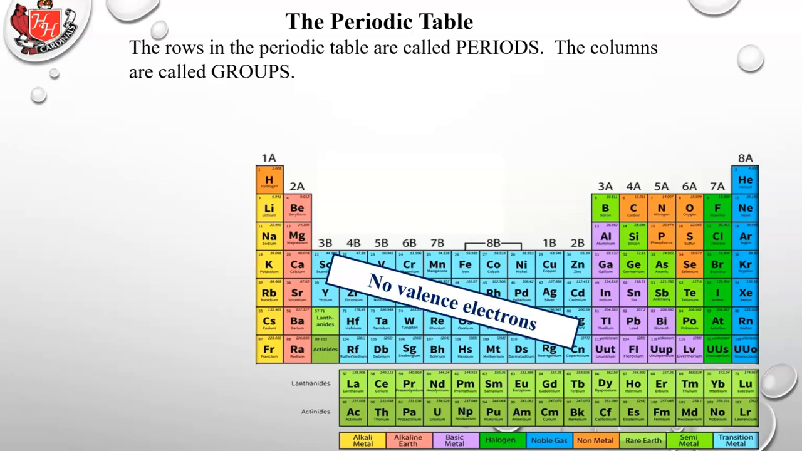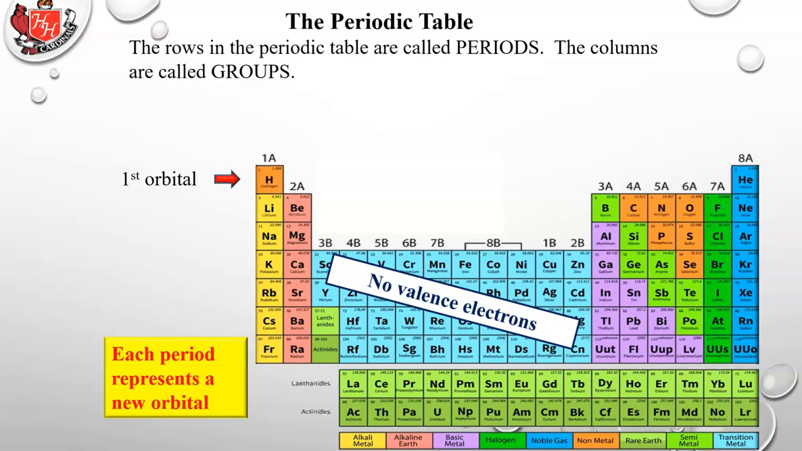So the rows in the periodic table are called periods, although I usually just call them rows, and the columns are called groups. Each period represents a new orbital. We talked about what an orbital is. It's an energy level that atoms have, and they have several of them. So the first row represents the first orbital. These are the electrons that are closest to the nucleus.